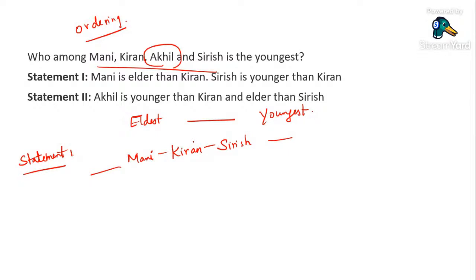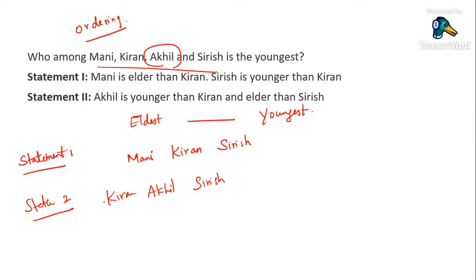With this statement one alone, can you say who is the youngest person? There are four persons, but we know the information only about three persons. So you cannot decide whether the left out person Akil will come in the last position, or in the second position, or in the first position, or in a gap. He can come in any position, right? So with statement one alone, you cannot solve it. So let's move on to the next statement.